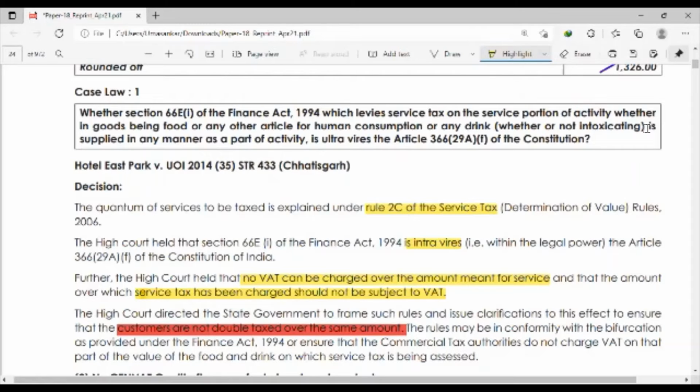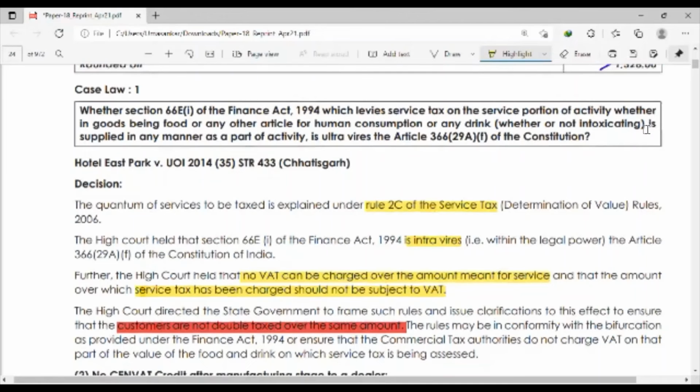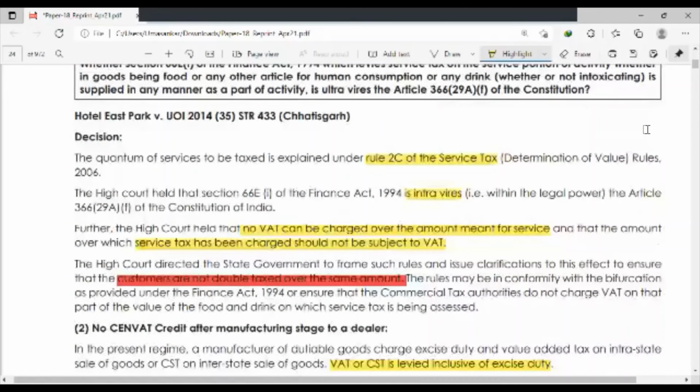The High Court held that no VAT can be charged over the amount meant for the service, and that amount over which service tax has been charged should not be subject to VAT. Means on a single value, if you are charging the VAT, you cannot charge service tax simultaneously. If you are charging service tax, you cannot charge VAT. So the final result is the customers are not double taxed over the same amount.